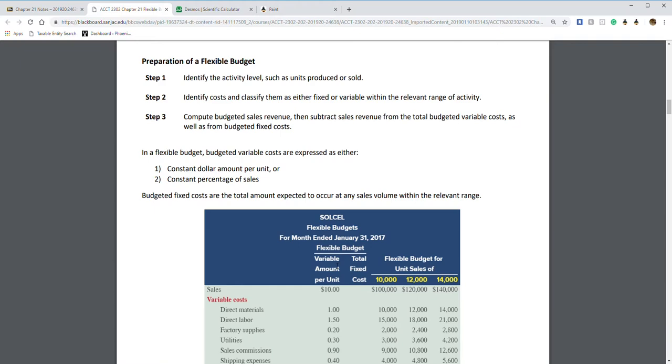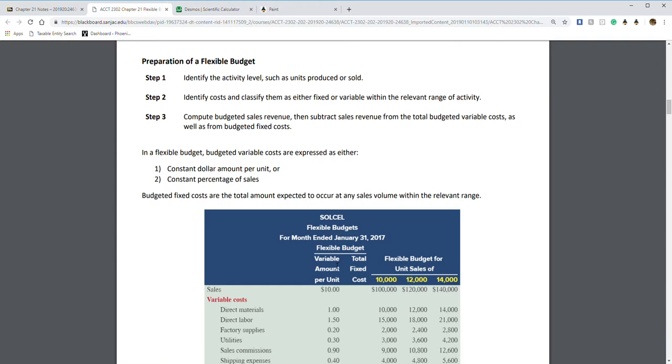Step 3, we're going to compute budget sales revenue, then subtract from sales revenue the total budget variable cost, as well as the budget fixed cost. Basically, our income statement. So again, we're getting to that contribution margin that we've done in prior chapters.